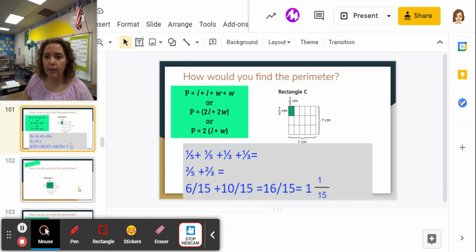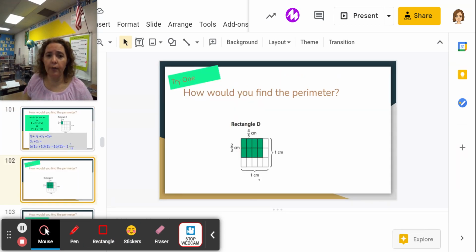All right, so you try one. Find the perimeter, so add up all the sides, and then come back to me. Add up the 4/5 and 4/5 and 2/3 and 2/3, and then come back to me to check your answer.